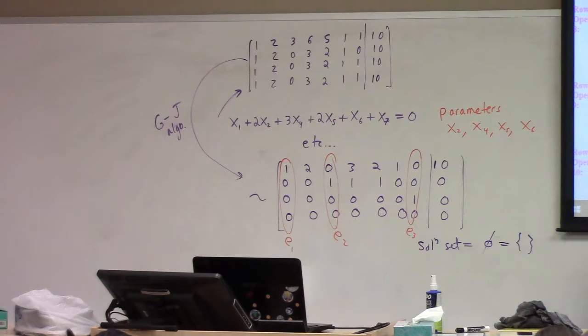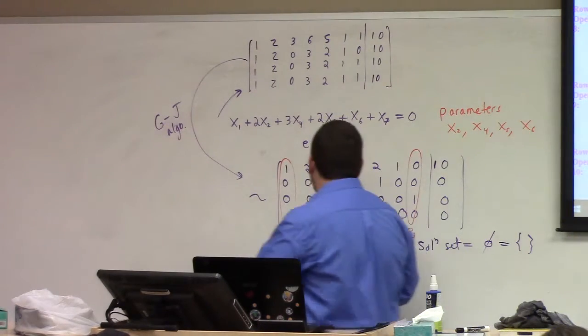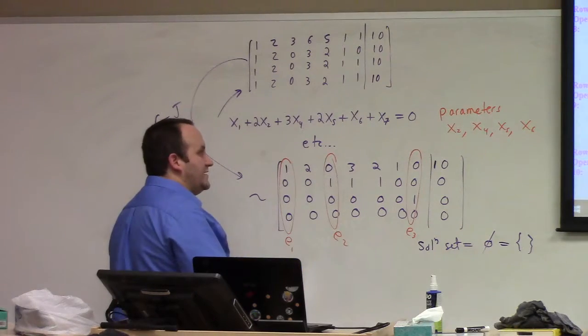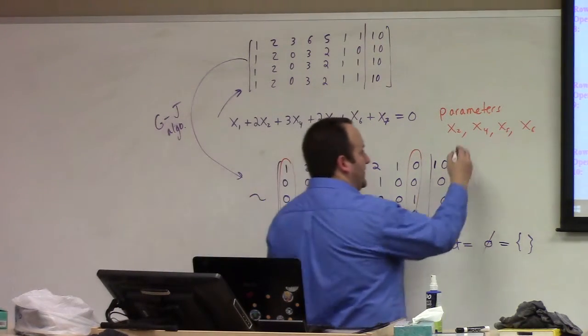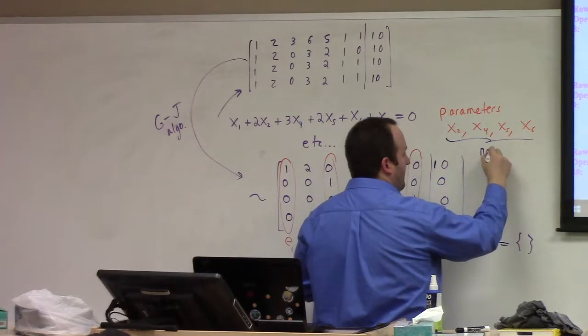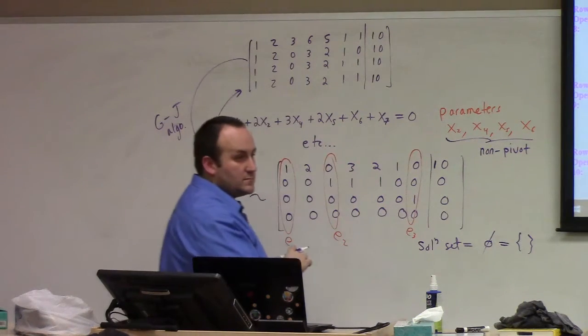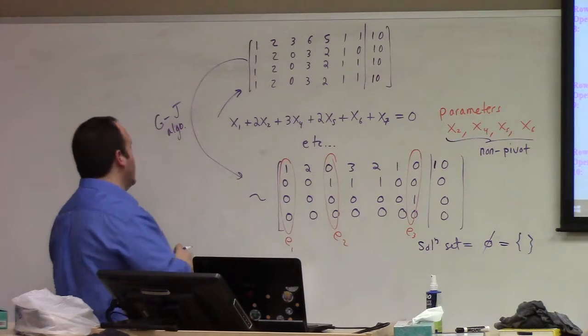I was just going to ask, can we express this solution set with fewer parameters, or do we have to use all the parameters of the solution set? Our custom is to write the solution set in terms of the non-pivot parameters. Right, but do I have to use all of them? Yes, we're going to need all of them. Here's the solution set.